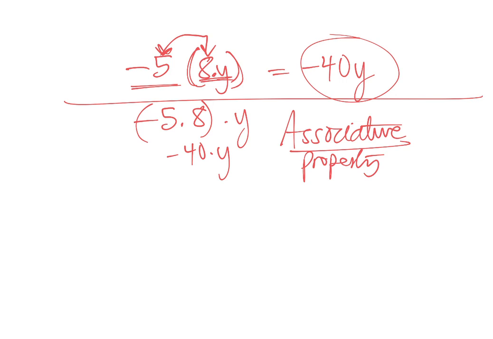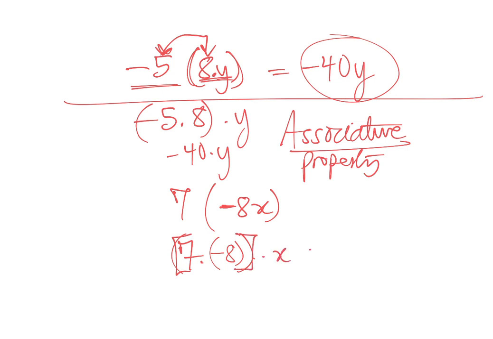Let's look at another example. 7 times negative 8x. In this case, we have 7 times negative 8. These two will multiply together, times x. So you have negative 56x. That is completely fine. That is good. You can regroup numbers that are multiplying and then simplify. So that's another example for you to keep in mind.